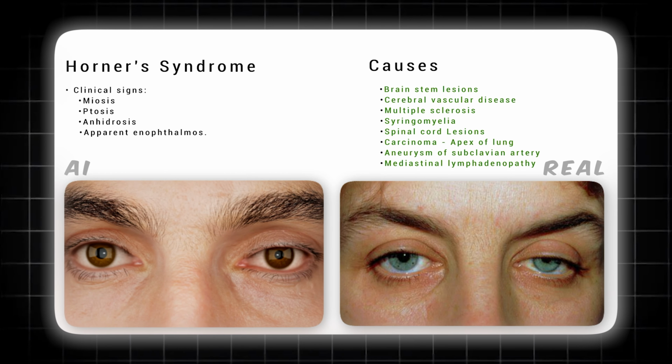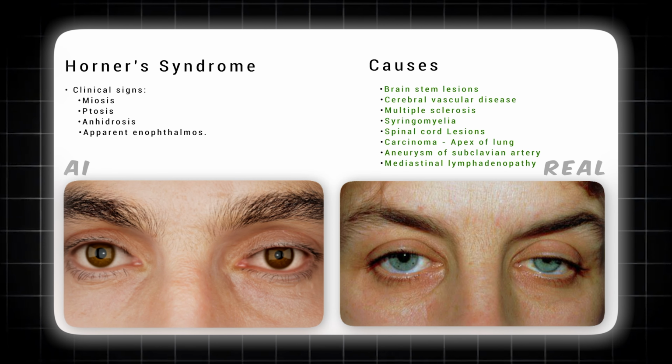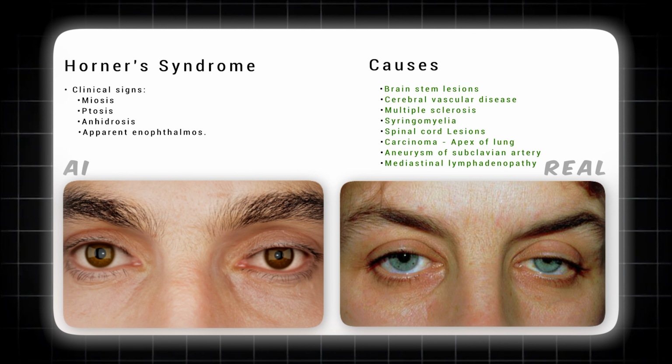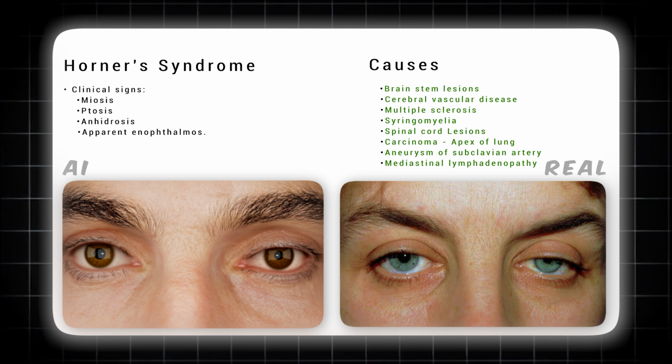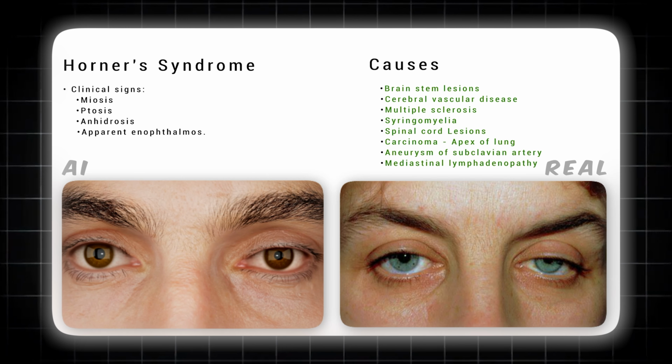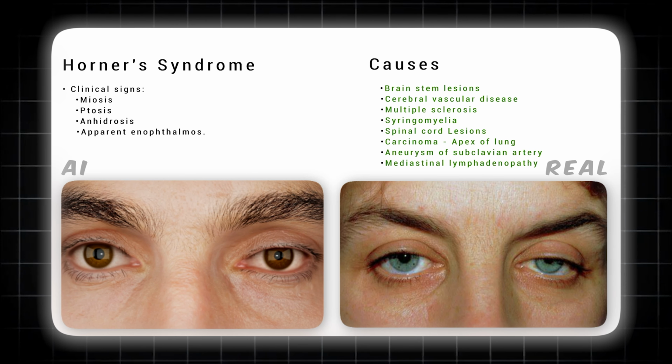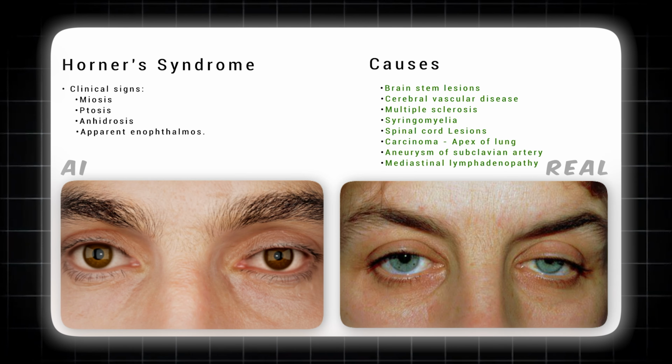What is Horner syndrome? It is characterized by features like miosis, ptosis, anhidrosis, and enophthalmos. You can appreciate here a partial drooping of the upper eyelid, due to sympathetic damage, as well as a small pupil.